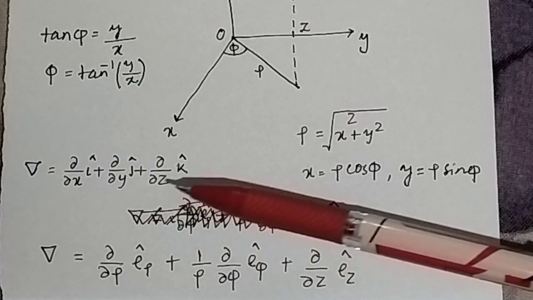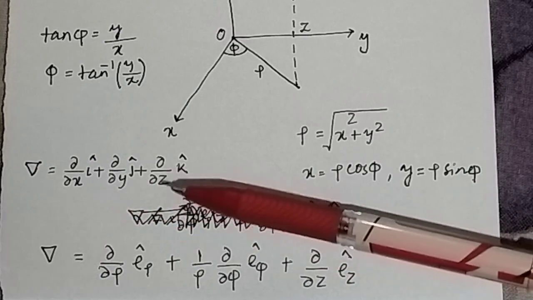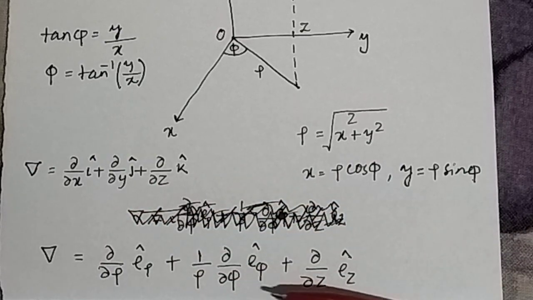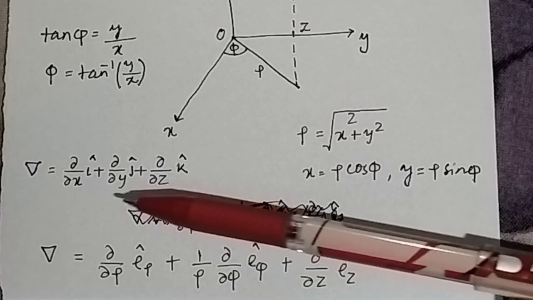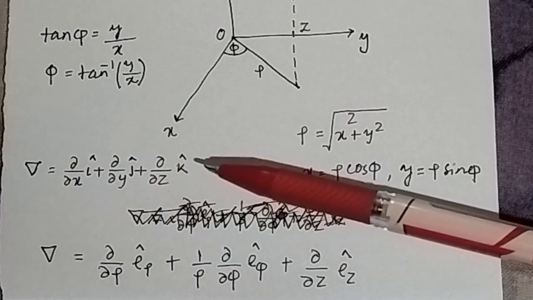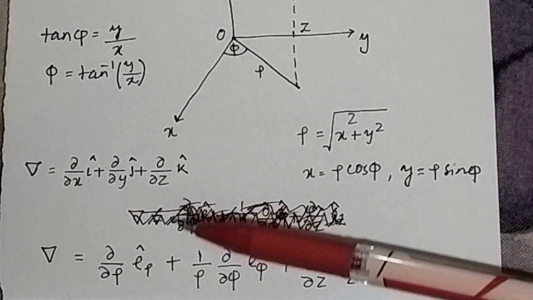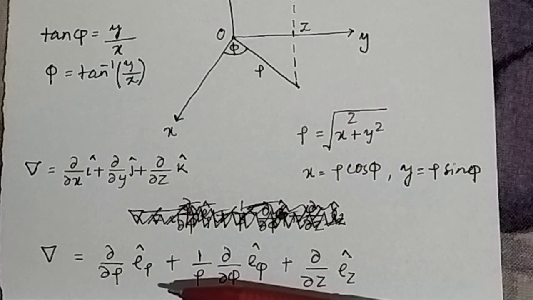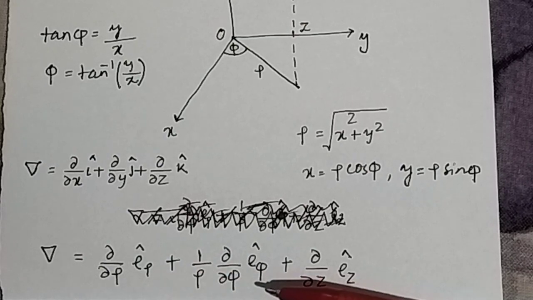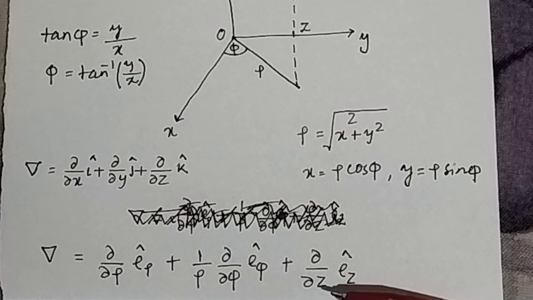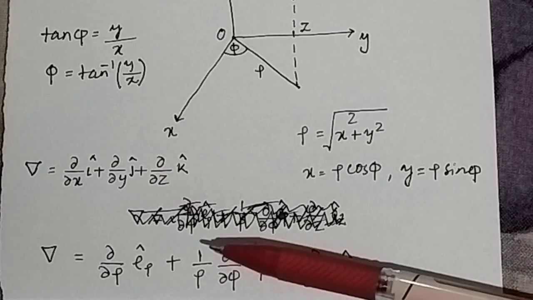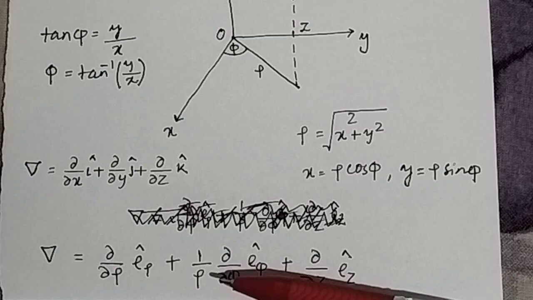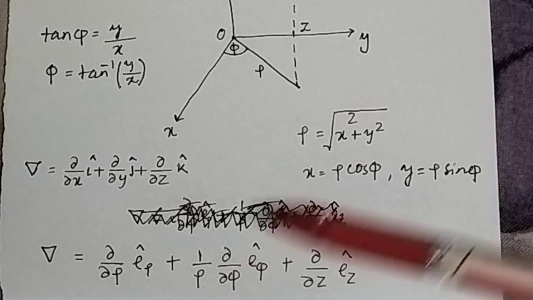Here you see the expression for the Cartesian coordinates and the expression of the del operator in cylindrical coordinates. They are the same, that means here you have the three unit vectors i, j, k, and here you have three unit vectors e rho cap, e phi cap, e z cap. But here you have a factor 1 by rho. Why we multiply a factor 1 by rho, we will discuss.